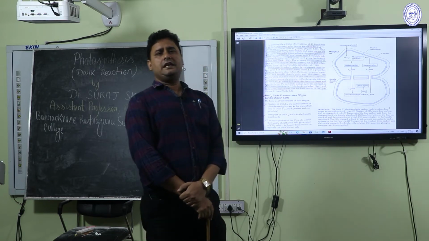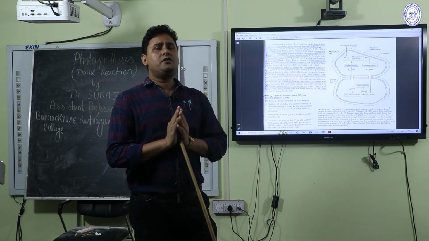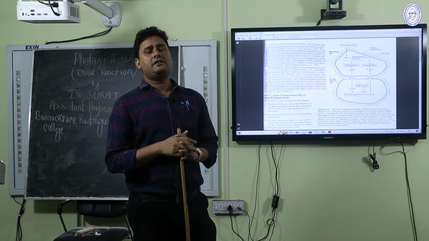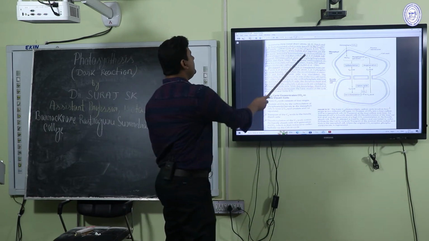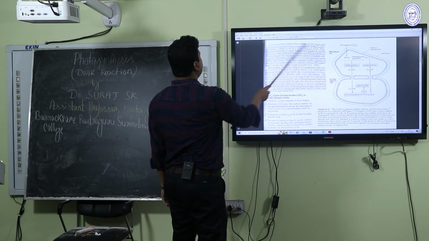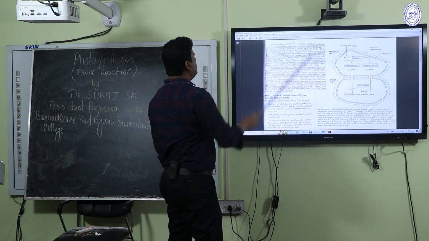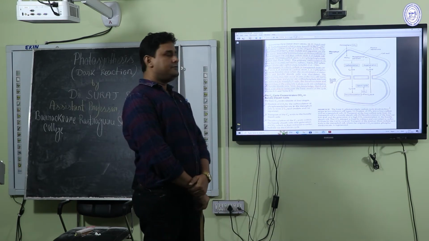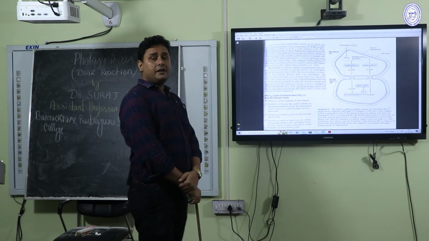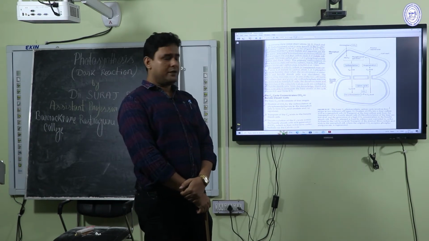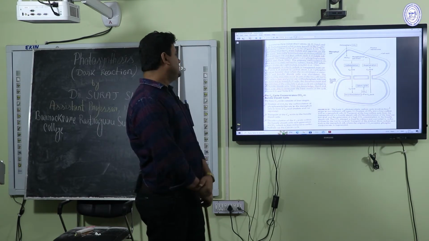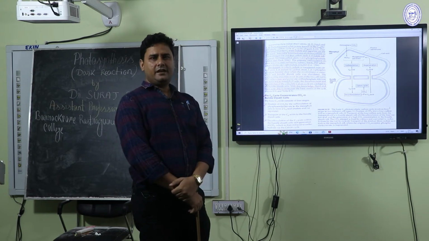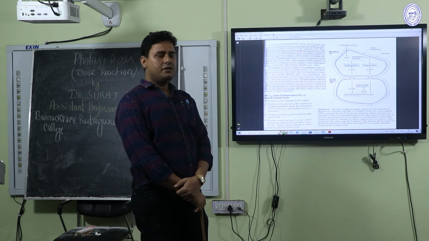Another thing is, this C4 cycle is also known as the Hatch and Slack pathway. Why? You can see here that M.D. Hatch and C.R. Slack elucidated this. That's why it is also known as the Hatch and Slack pathway. Now, come to the reaction. What happened during the C4 cycle?